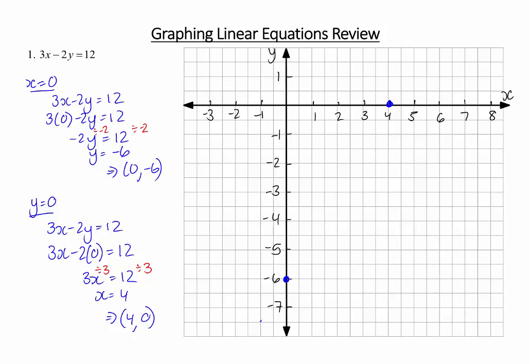I do want to get students out of using a table of values though, because your x and y intercepts are your critical points on a graph, and when we get to future units, it's important to be able to find them. So that's my line, so I have to label it with the equation, 3x minus 2y equals 12. Things to note, I have arrows on the end of both axes, and I also have arrows on the end of my line because it means it keeps continuing, it doesn't just stop.